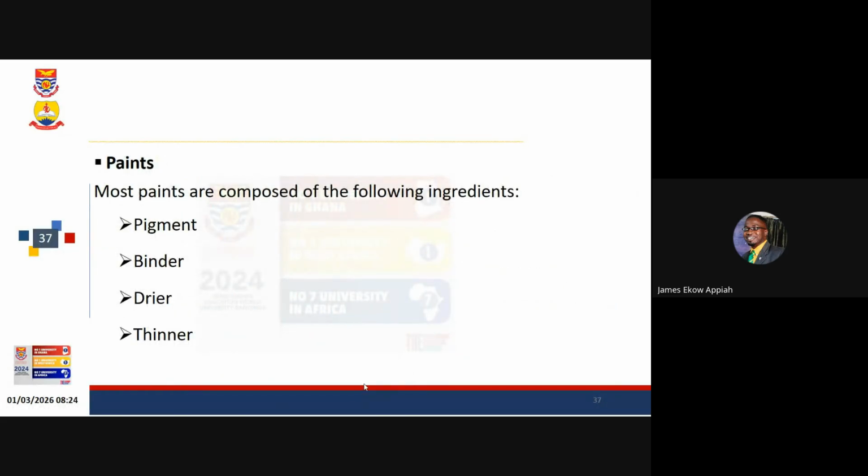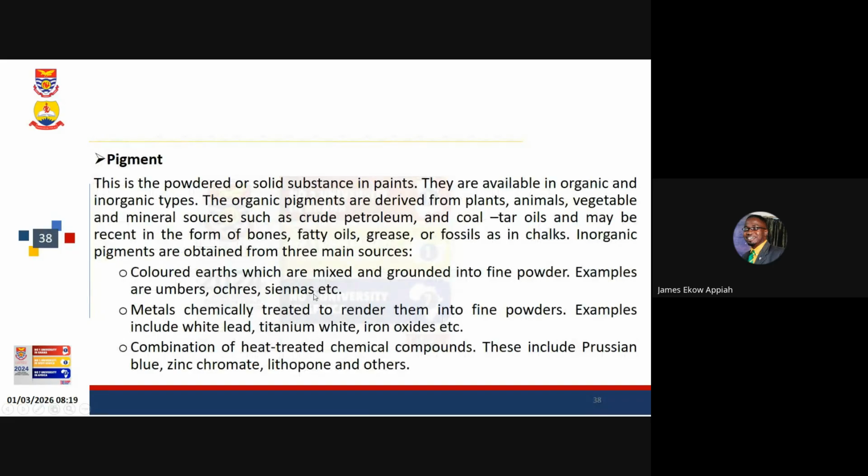So when you look at the pigment, as we said, it gives color to the paint. Just as your colleague Christian gave as an example, you can dig clay, dry it, grind it, sieve it. Now you get your powder. When you look at the clay, you have different types of them. So depending on the color of the clay, that will give a particular color.